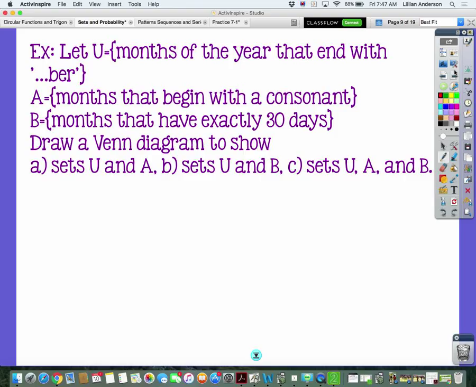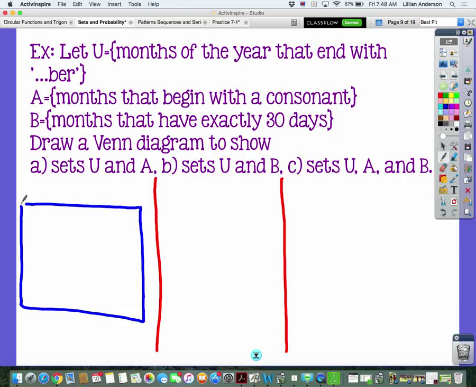The first one has sets U and A. The next one has sets U and B. And the third one has all 3 sets. Okay, so I'm going to do each of these in different colors. Now, if we're going to draw sets U and A, anytime we draw a Venn diagram, we want to make sure that we include the universal set, which is the rectangle with the U. And again, a part of this universal set are going to be the months that end in ber.